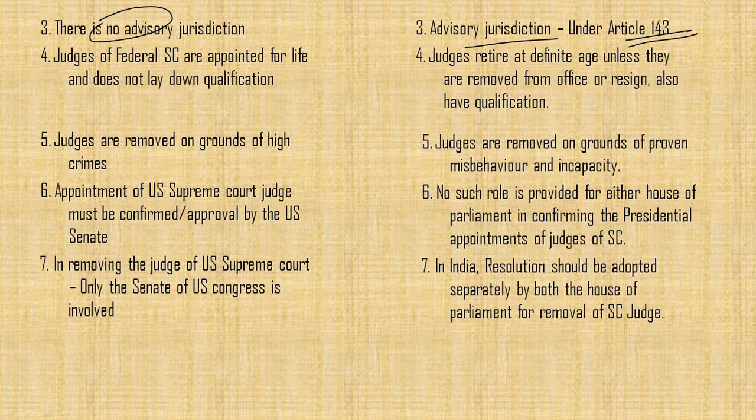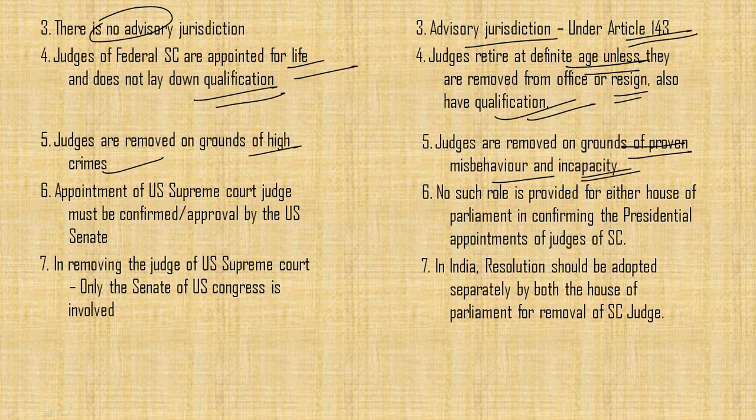And here judges of the Federal Supreme Court are appointed for life and the Constitution does not lay down any qualification, whereas in the Indian Supreme Court, judges retire at a definite age unless they are removed from office or resign, and also they have some qualifications. Here judges are removed on grounds of high crimes. High crimes include bribery or treason, whereas here judges are removed on grounds of proven misbehavior or incapacity.